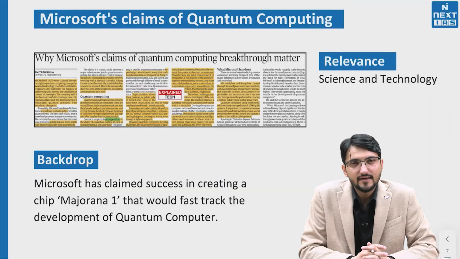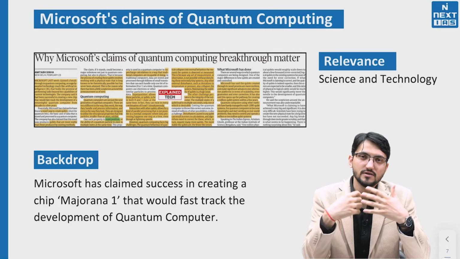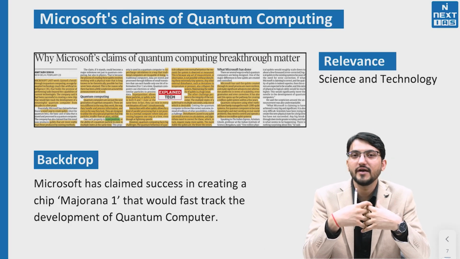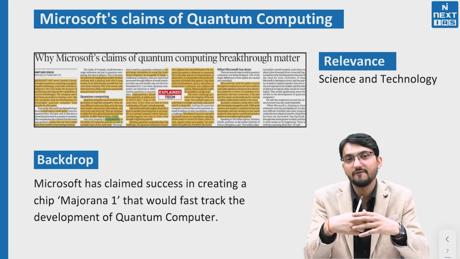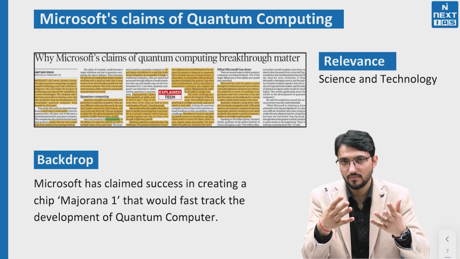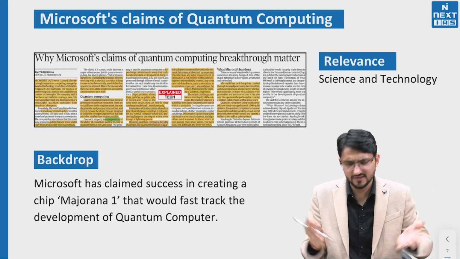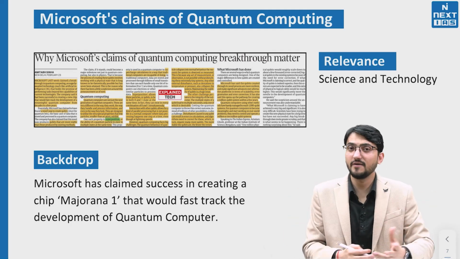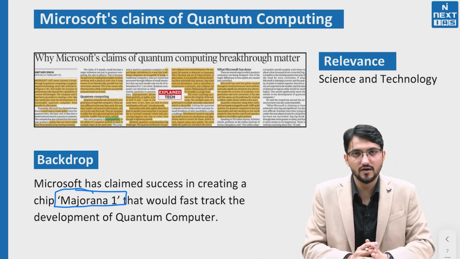The second article is relating to the Microsoft claim that they have discovered a novel way to create qubits, and that novel way ensures that we can have practical quantum computers. You and I can buy a quantum computer. That's the way forward because of this discovery, and it's very important, very key, and it has become very popular. They have named this new chip Majorana 1.